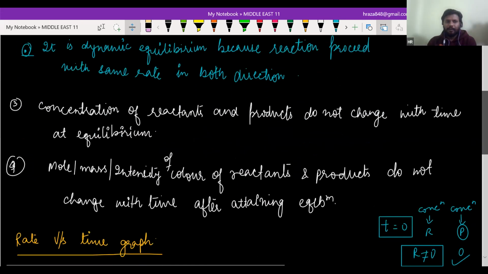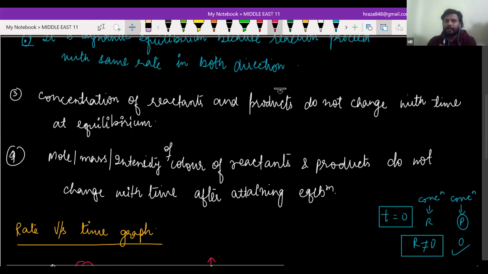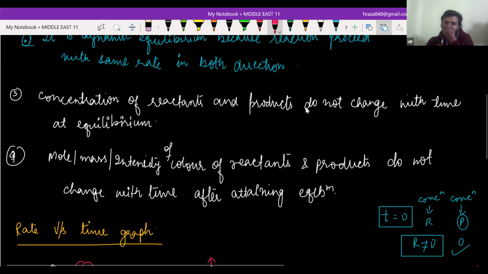Now see, concentration of reactant, it is all about equilibrium. Rate of forward as well as rate of backward should be equal. Now coming to the point, concentration of reactant and product at equilibrium should be constant. It doesn't change. If concentration of reactant and product is constant at any time, that represents it is at equilibrium. Is that clear?